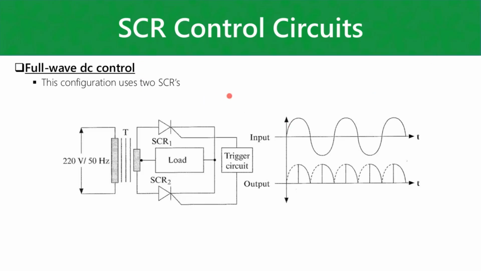But anyways, full wave DC control, as you guys can see, is essentially a full wave rectifier with 2 SCRs, and for each portion of your waveform you now can control when conduction takes place.